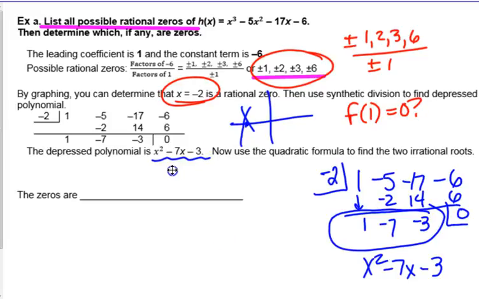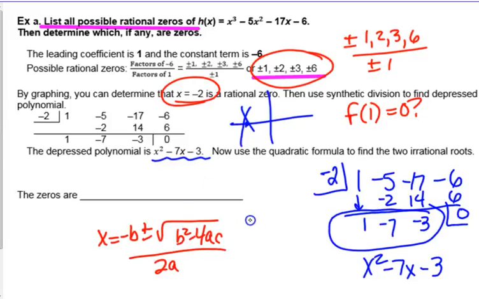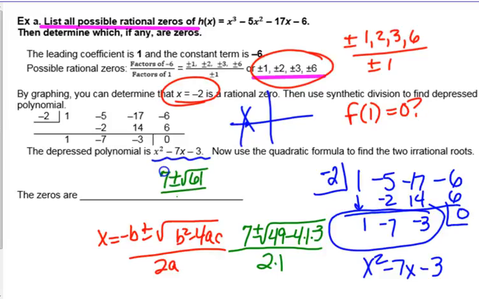Quadratic formula, help me out. Negative b plus or minus the square root of b squared minus 4ac over 2a. So give me numbers from here. Opposite of b would be positive 7 plus or minus the square root of negative 7 squared would be 49 minus 4 times 1 times negative 3, all over 2 times 1. This one is really easy because you get something that doesn't simplify. What do you get in the radical? Yeah, so it's 7 plus or minus the square root of 61 over 2.